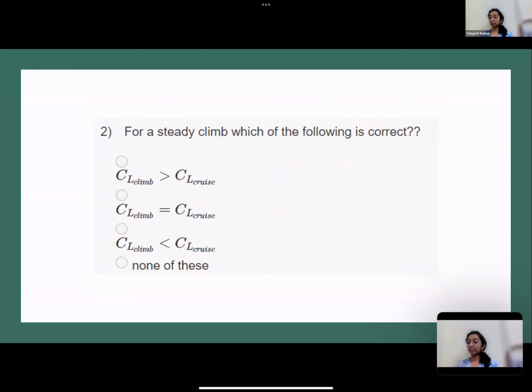For a steady climb, which of the following is correct? CL climb is greater than cruise. CL climb is equal to cruise. CL climb is less than cruise, or none of these. CL is coefficient of lift. Is it less, more, or equal?